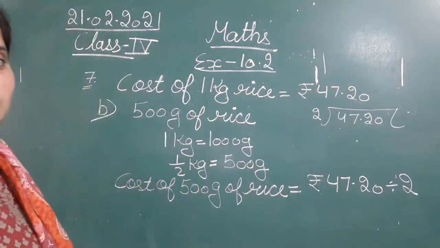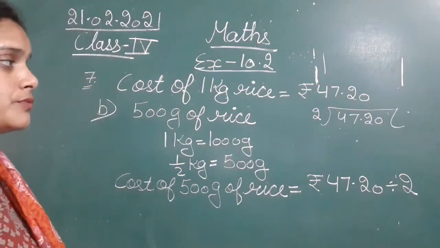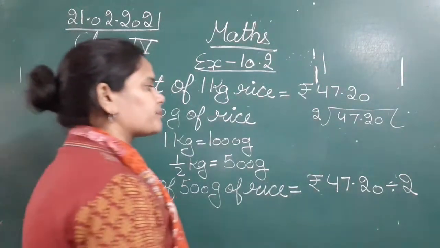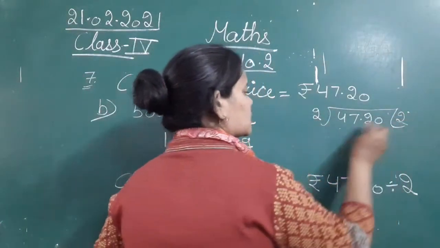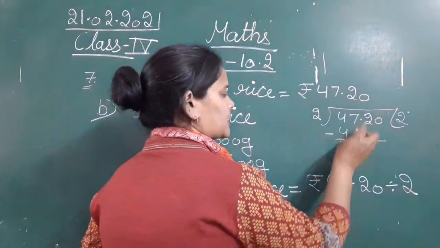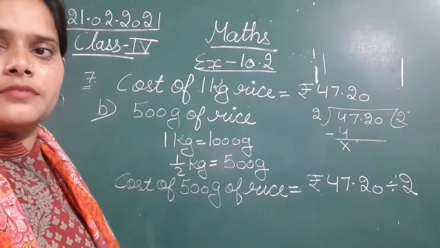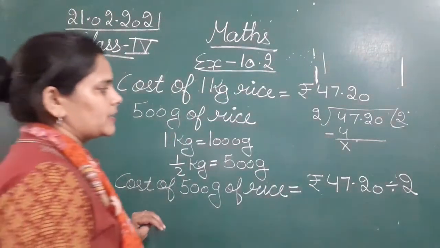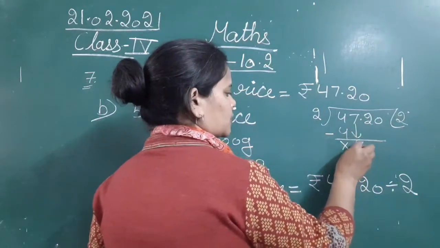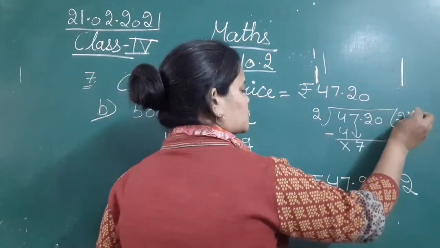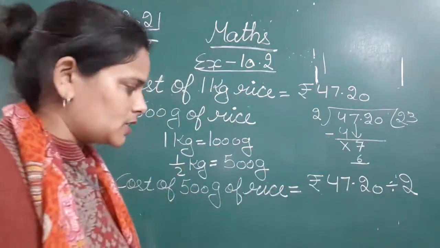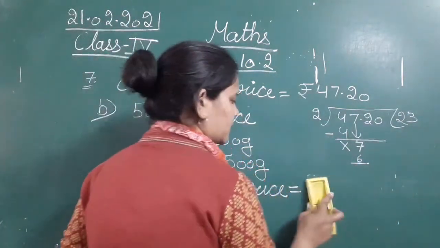Okay, so this is how we can calculate the cost of half kg or 500 gram of rice. So 2 2s are 4. 4 minus 4, nothing is left. Okay, so let's divide it with 2. 2 2s are 4, then bring down the 7. Okay, 2 3s are 6. So I will just shift it a little bit here.